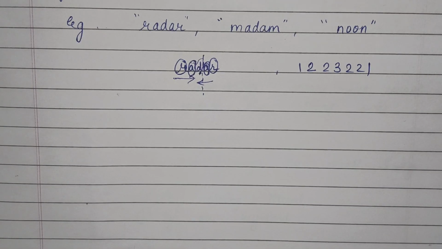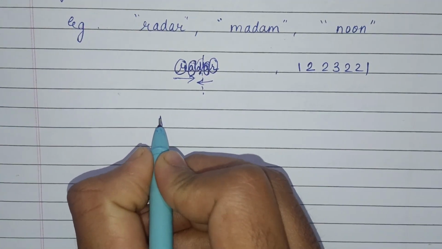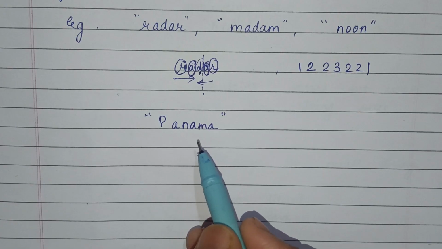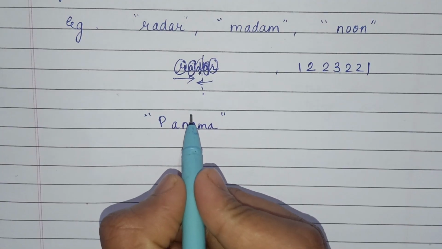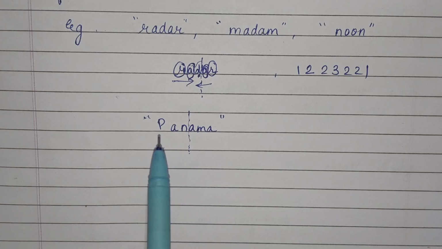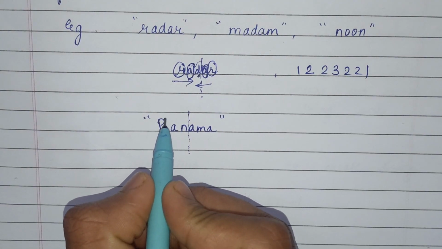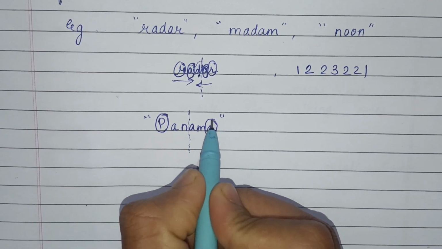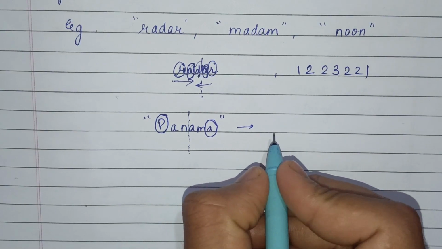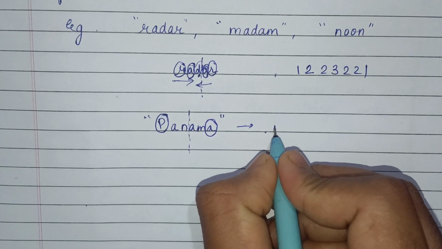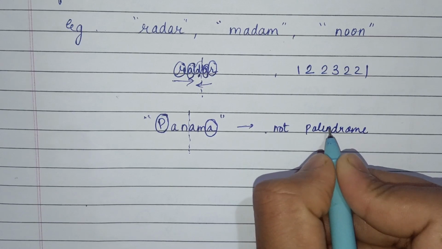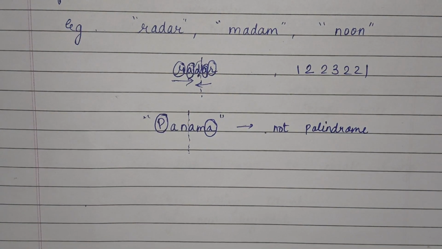Let's see another example. I have to divide the string from the half and we will compare here. Is the first element equal to the last element? No. Then in this case the string is not a palindrome. So we will return false.